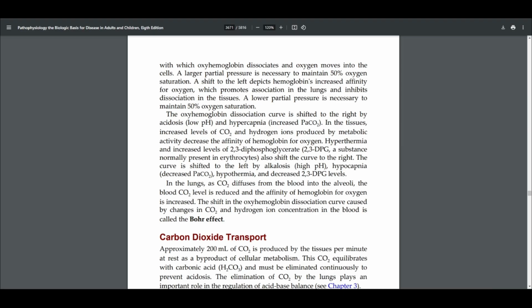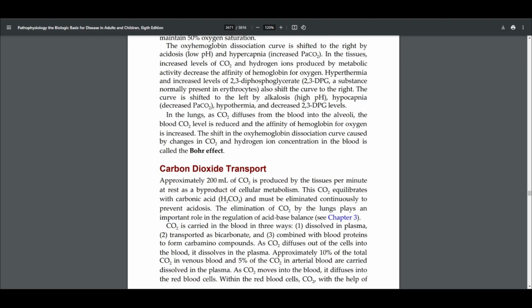Hyperthermia and increased levels of that 2,3-diphosphoglycerate also shift the curve to the right. The curve is shifted to the left by alkalosis, or hypocapnia, hypothermia, and low levels of that 2,3-diphosphoglycerate. In the lungs, as CO2 diffuses from the blood into the alveoli, the blood CO2 level is reduced and the affinity of hemoglobin for oxygen is increased. The shift in oxyhemoglobin dissociation curve caused by changes in CO2 and hydrogen ion concentration in the blood is called the Bohr effect.